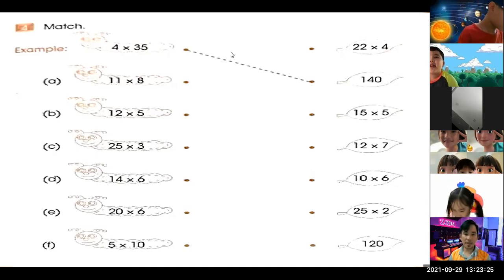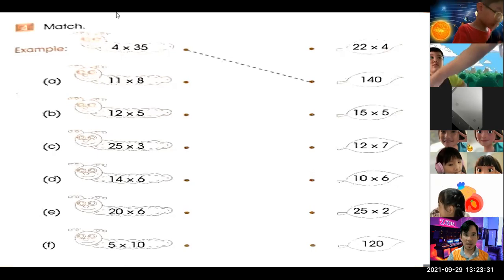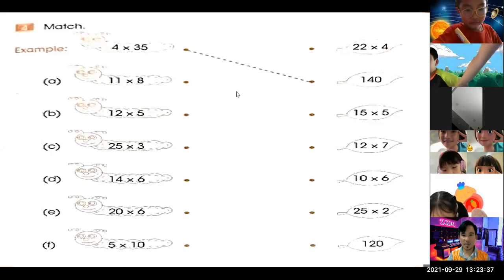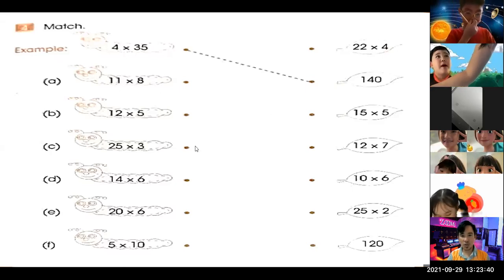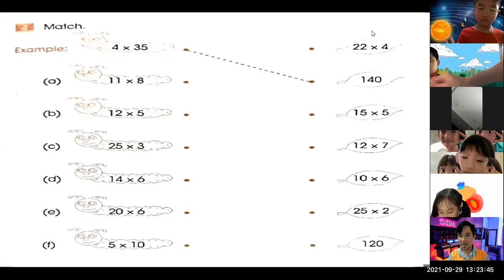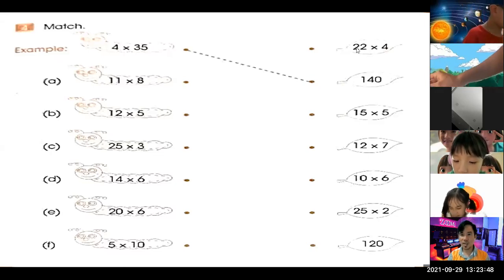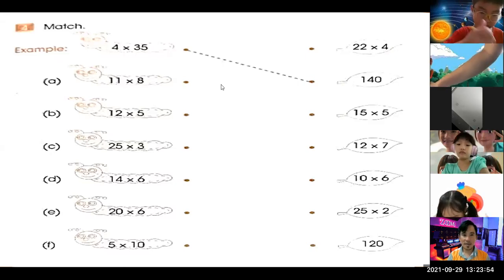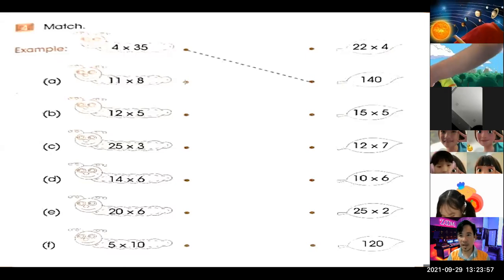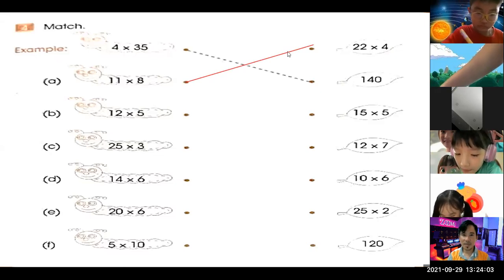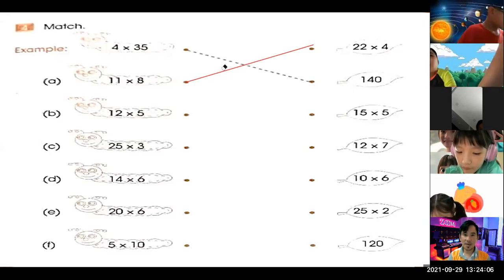So that is matching type. You have to match. Just like the example here, 4 times 35 is equal to 140. So here, what's the partner of 11 times 8? 11 times 8 is equal to 88. So which number will give us an answer of 88 here? 2 times 4 is 8. Therefore, 88. So we can use a line. Make sure that when you make a line, it's straight, okay? Okay, go.